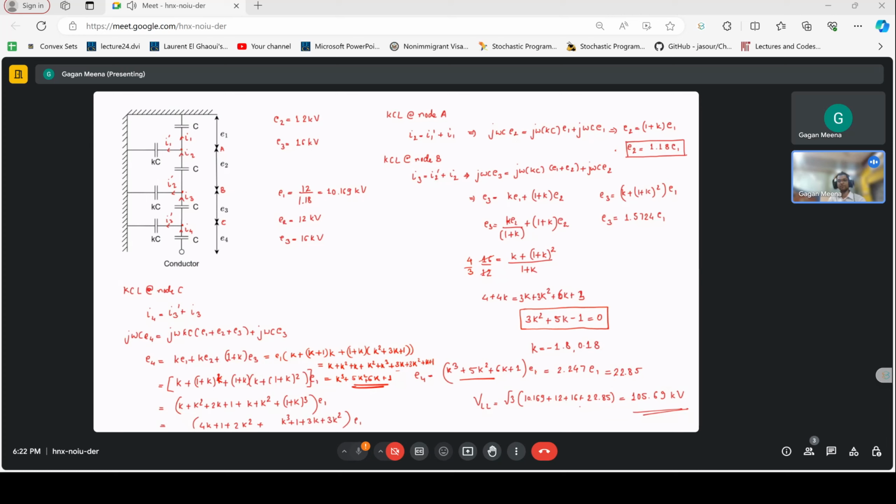You can also find out the string efficiency. How can you find out string efficiency? The string efficiency here will be n times, where n is the number of units, E4, divided by E1 plus E2 plus E3 plus E4. It is 4 multiplied by E4, which is how much? 22.85.